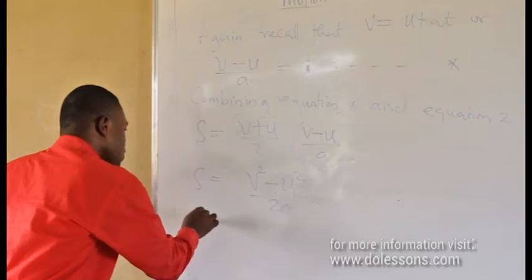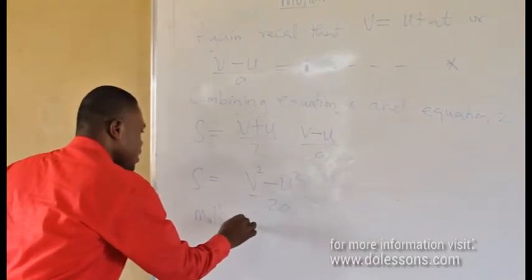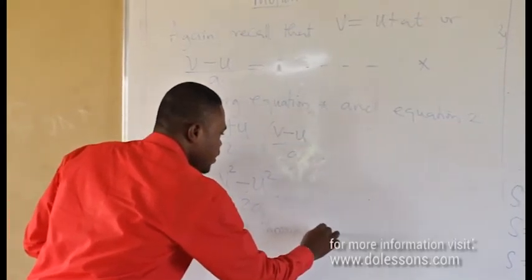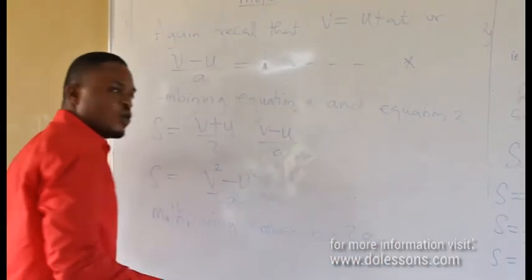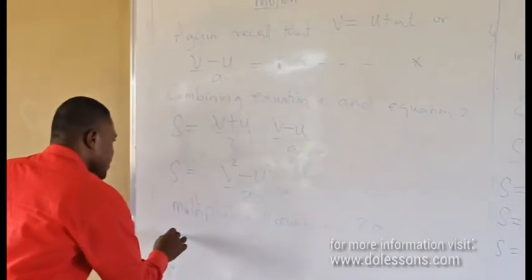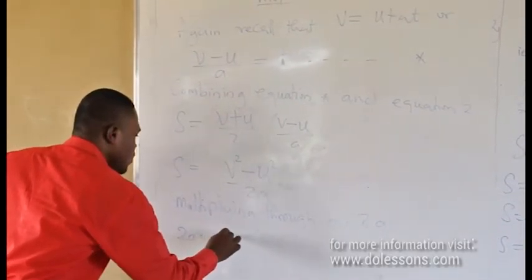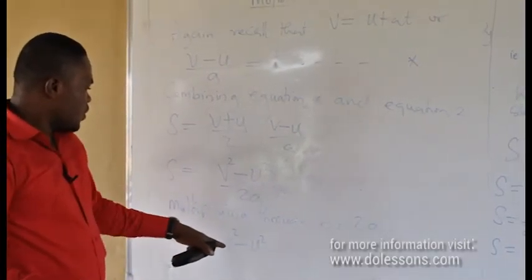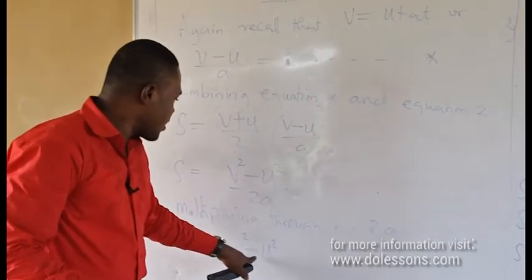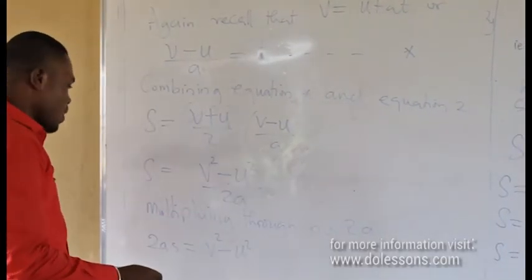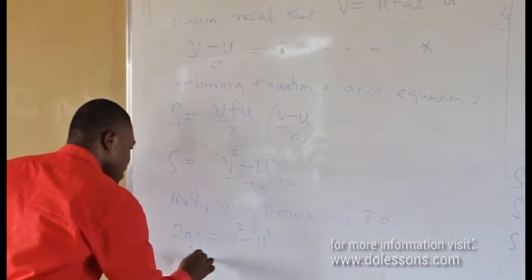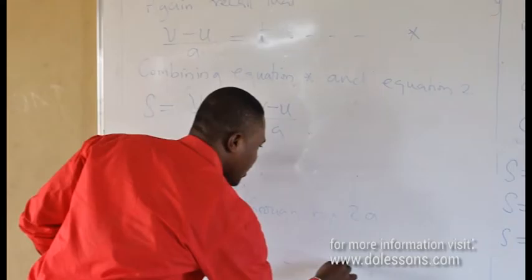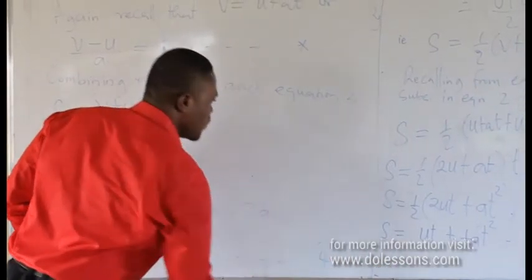Now, multiplying through by 2a gives that 2as is equal to v squared minus u squared. Now, subject to rearrangement, we take this minus u squared to this side, so that we now have that v squared is equal to u squared plus 2as. And that is the last equation of motion.